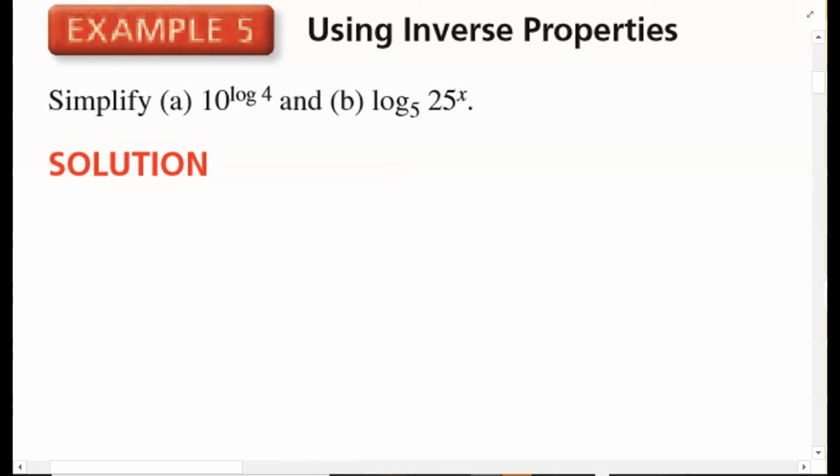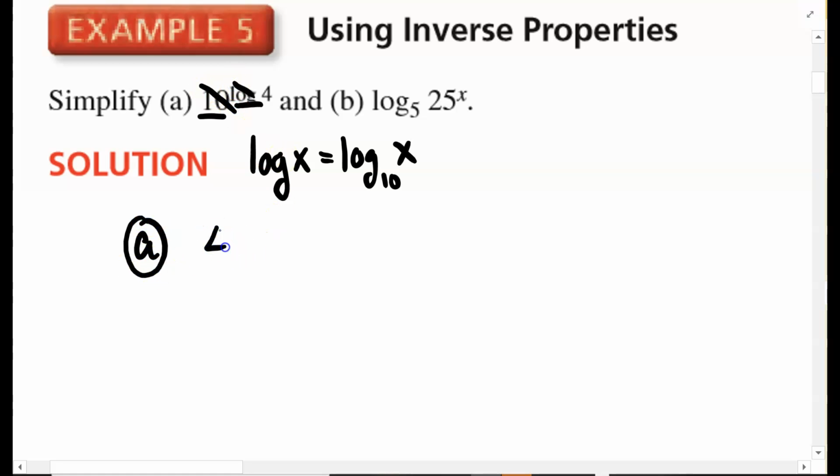This is example 5 in your textbook. So if we have base of 10 log 4. Now, I do want to remind you that when you have a log of x or just log of anything, that is log base 10. Base 10 is the standard, so they don't write it. So when you just see a log without a base, you need to know that that is to be base 10. So what effect does the base of 10 have on the log base 10? It cancels it. So for A, the answer would just be 4.